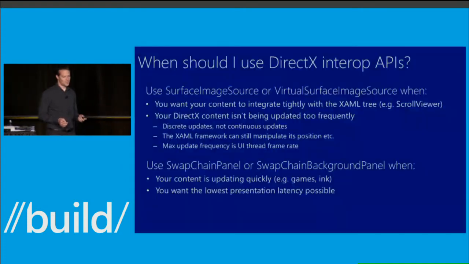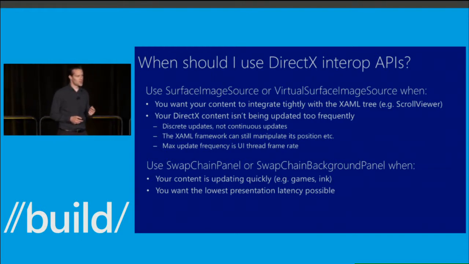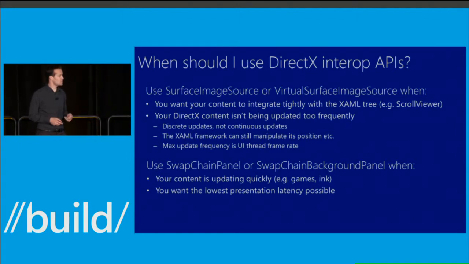OK, so now that I have talked about the two API sets, I want to explain a little bit about which API you should use when. This is something people have a little trouble with sometimes because it's pretty subtle which API set should be used for which scenario. So surface image source and virtual surface image source are when you want to integrate your content really tightly with the XAML tree. I give the scroll viewer example because that's how the virtual surface image source is really tightly integrated to the system. If you put your VSIS inside a rectangle and put that in a scroll viewer, then you can pan around the VSIS very easily and with independent manipulation. And we'll give you the callback saying here's the next content you should draw.